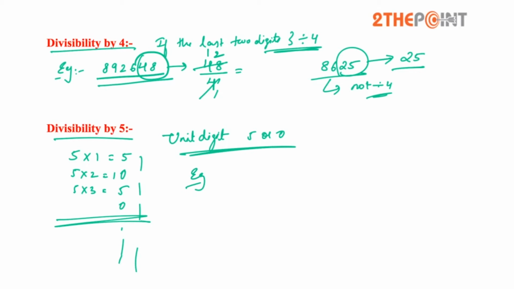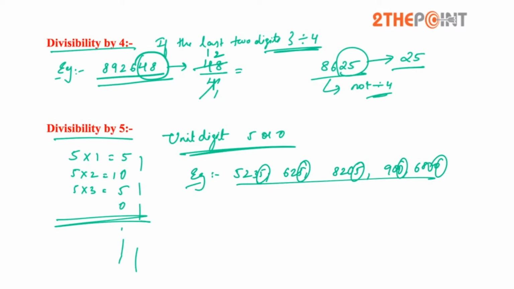For example, the numbers 5235, 625, 8205, 900, and 6000. All these numbers are said to be divisible by 5 because the unit digit is 5 or 0. And the other set of numbers which are not divisible by 5, the examples for those numbers are 5236, 123, and 782. These are all not divisible by 5.